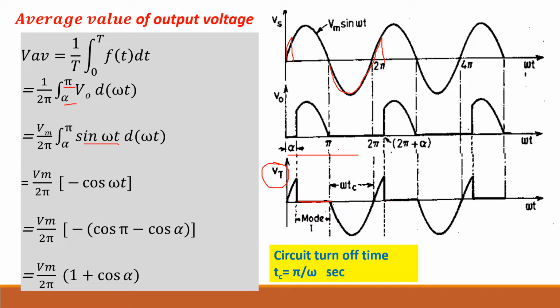And here one more term is given, omega tc. This is called circuit turn off time. That is the turn off time provided by this circuit, or for which period it remains reverse biased. So this circuit turn off time tc is equal to pi by omega c, because this period is pi, so pi by omega c.